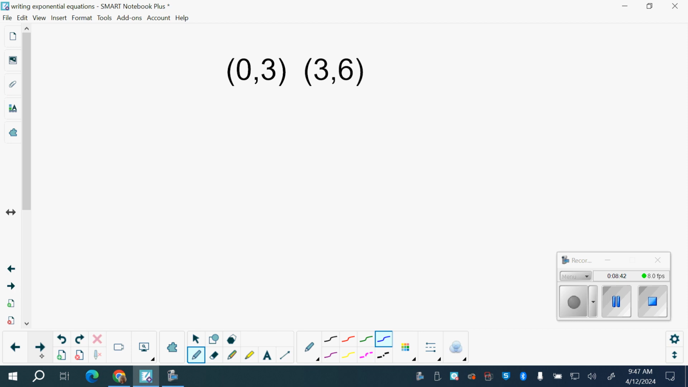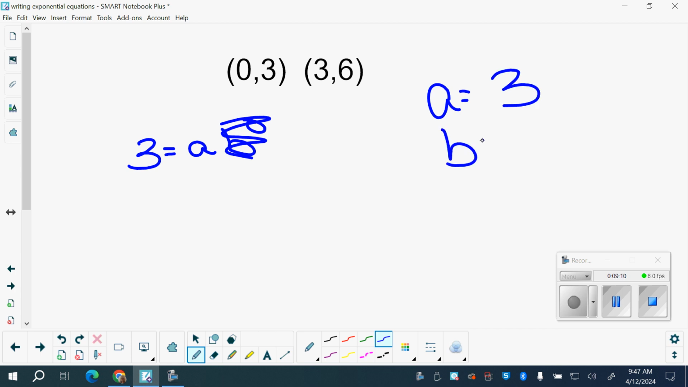Okay, hold on. So here's what a lot of you are realizing without doing a lot of work. 3 equals A times B to the 0. That goes away. A is 3. When we did this a week ago, that number in the front is your intercept, always. So if you've got 0 comma something, that's your A. A right there is 3. We're looking for B, and then we're going to write the equation.